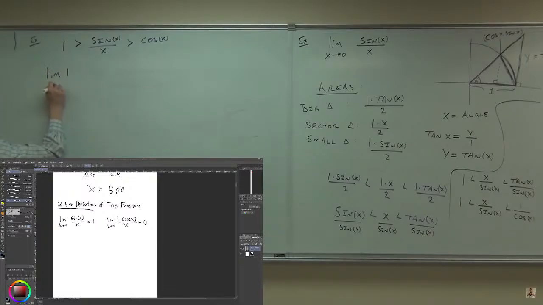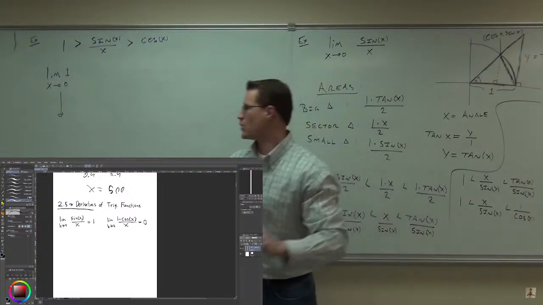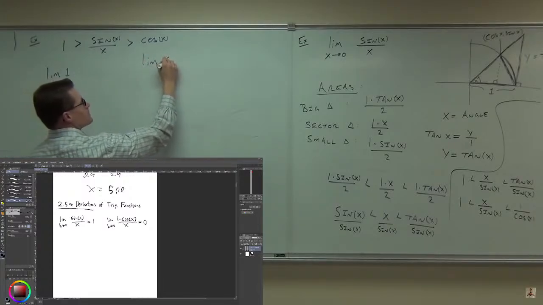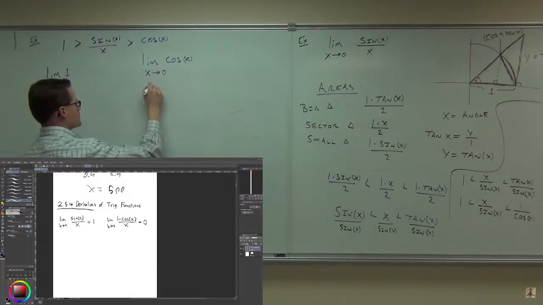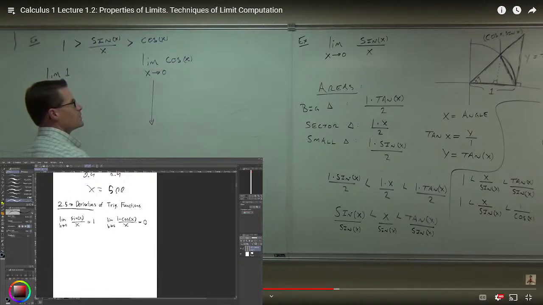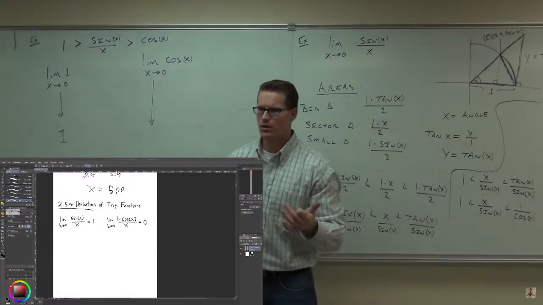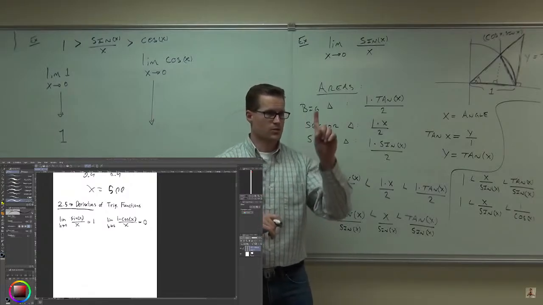So then the limit of 1. What's the limit of the number 1 as x approaches 0? Doesn't matter what we're going to, right? The limit would be 1. Now tell me, what's the limit of cosine x as x approaches 0? Yeah, 1. What's cosine of 0? Cosine of 0 is 1. It's not 0. It is 1.